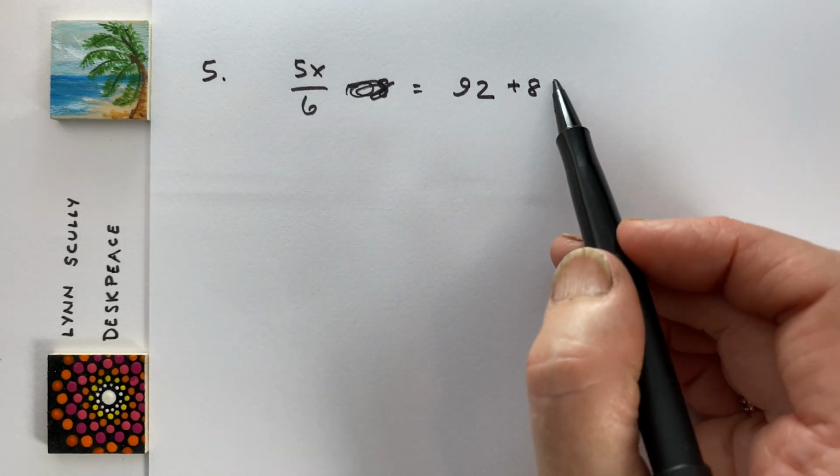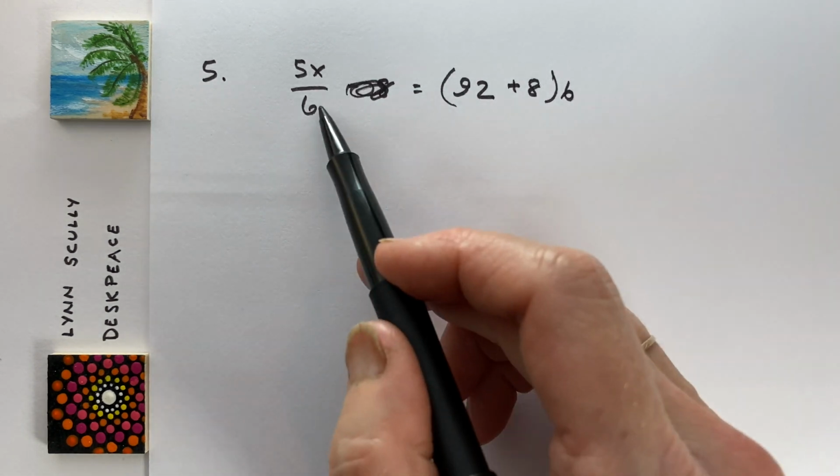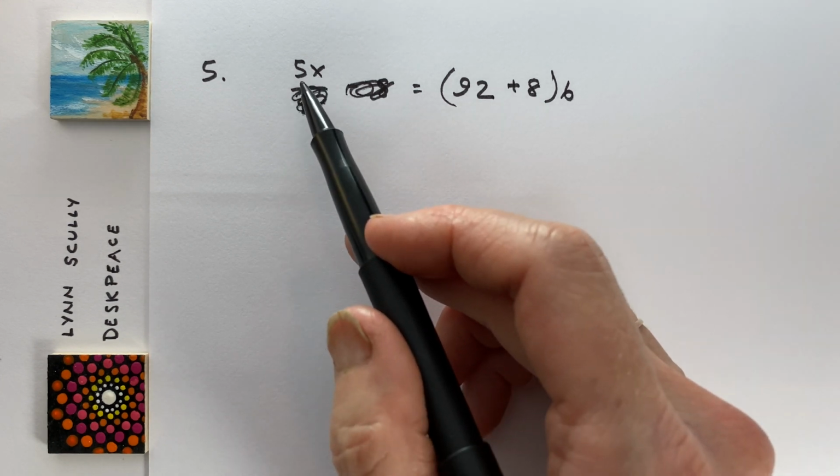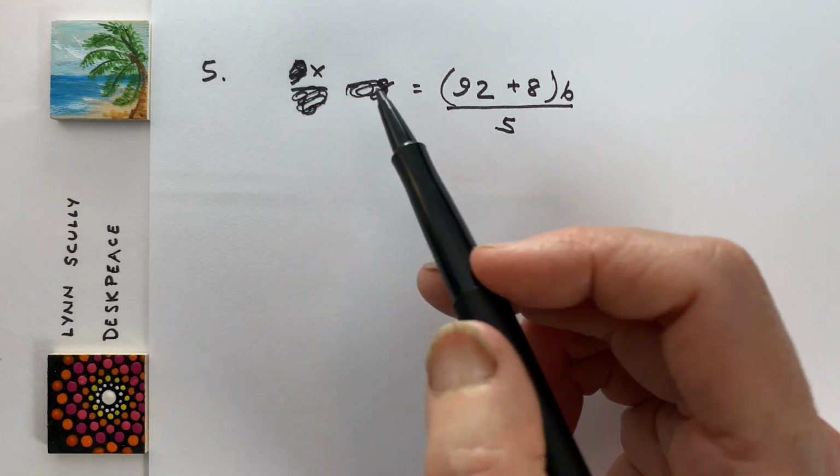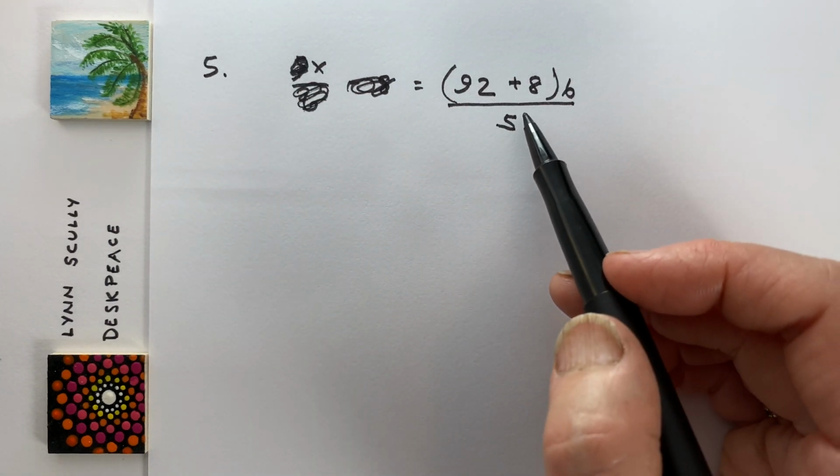6 is attached by division, I'll move that next by multiplication. 5's attached by multiplication, I move that finally by division to get the x alone. Now I'll see if there's anything I can reduce.